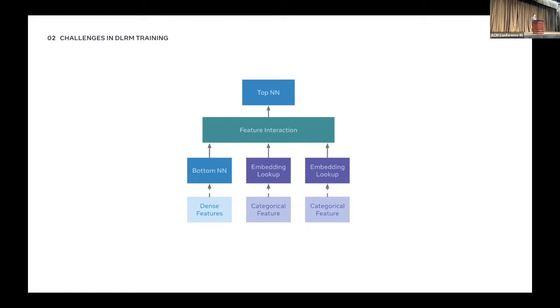Now, if you look at the DLRM architecture from a system perspective, first, a large number of categorical feature inputs puts a stress on the data set feeding part of the training system.